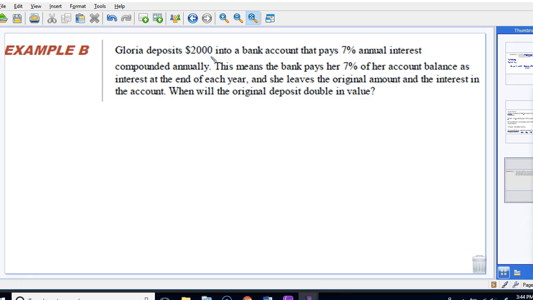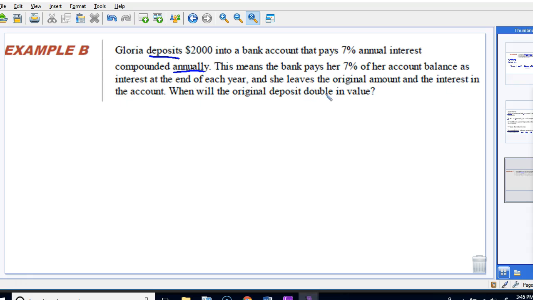Gloria deposits $2,000 into a bank. Deposit, again, means you put money in. Withdrawal is when you take the money out. So Gloria deposits $2,000 into a bank that pays 7% annual interest compounded annually. That just tells you how often the bank checks how much money you have in the bank and then gives you the interest. So this means the bank pays her 7% of her account balance as interest at the end of each year, and she leaves the original amount and the interest in the account.